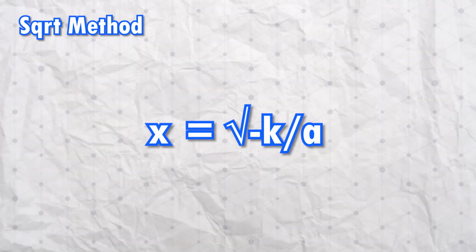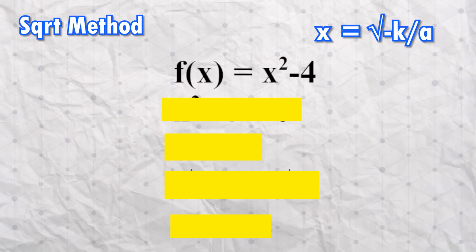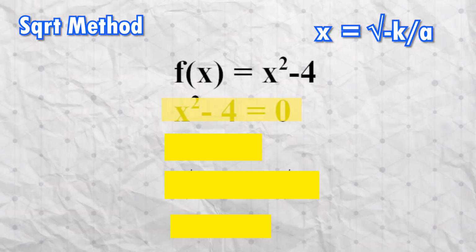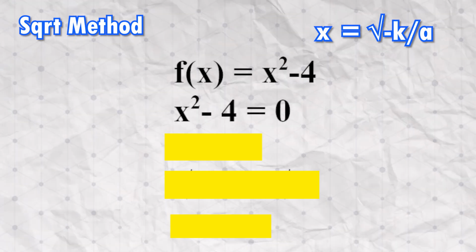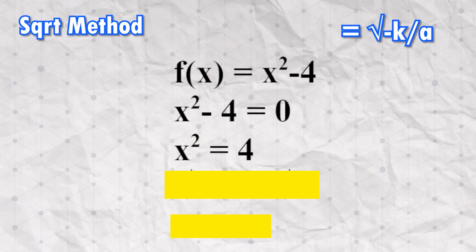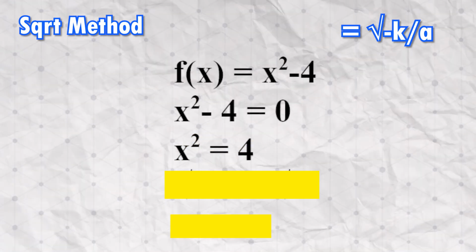This is really easy, just watch. If we were given f of x equals x squared minus 4, and we were trying to solve this given f of x equals 0, we would first combine the equation, giving us x squared minus 4 equals 0. Now, we get x by itself, so we add 4 on each side. Now, we're left with x squared equals 4.